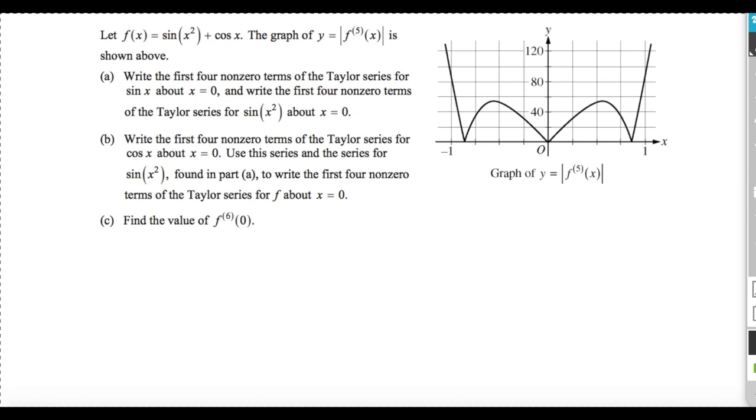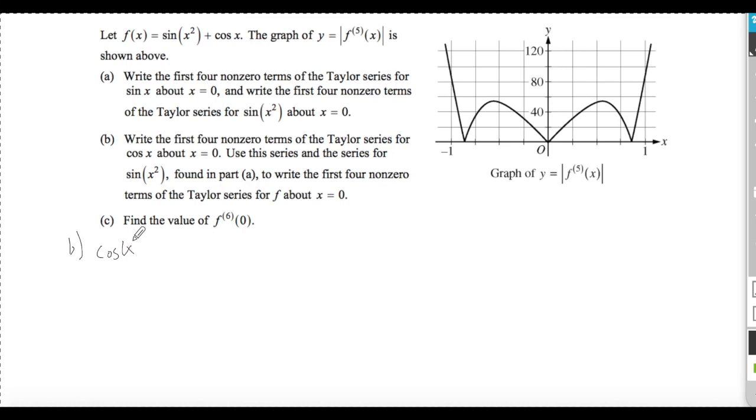Let's see what part B says. Part B says, write the first four non-zero terms of the Taylor series for the... Oh, wait a minute. This sounds so similar. We just did sine of x. Now they want cosine of x. We've already used that one today.